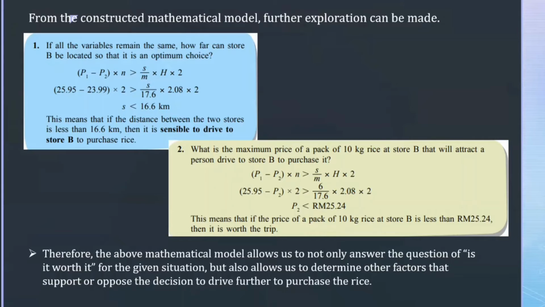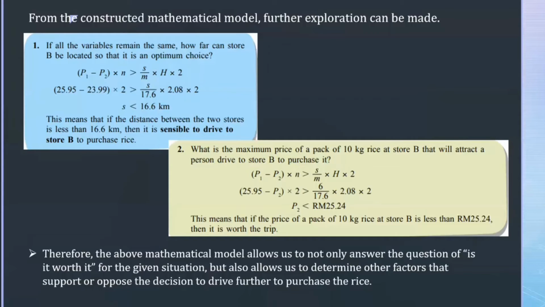Number 2. What is the maximum price of a pack of 10 kg rice at store B that will attract a person to drive to store B to purchase it? We can see that P2 is less than 25 ringgit 24 cents. This means that if the price of a pack of 10 kg rice at store B is less than 25 ringgit 24 cents, then it is worth the trip.